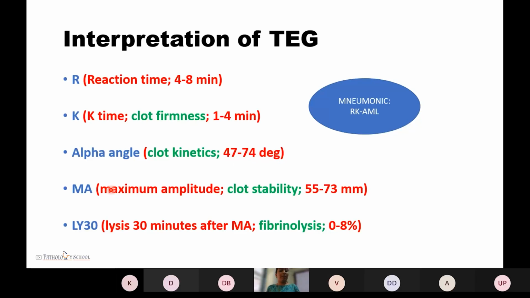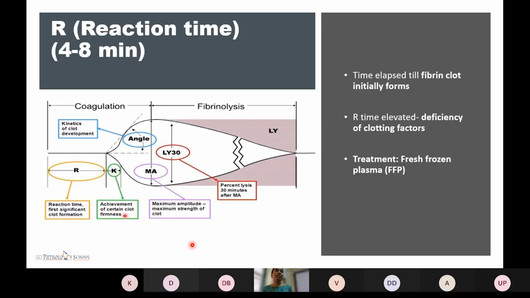Then comes maximum amplitude, that is MA. It tells us about the clot stability. Its normal value is 55 to 73 millimeters. Then the last one is lysis 30 minutes after MA, that is LY30. It tells us about the fibrinolysis, and its normal value is 0 to 8%. So we'll be studying all these parameters one by one in detail.